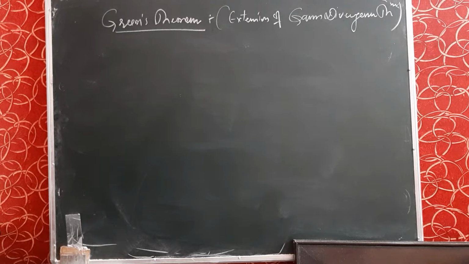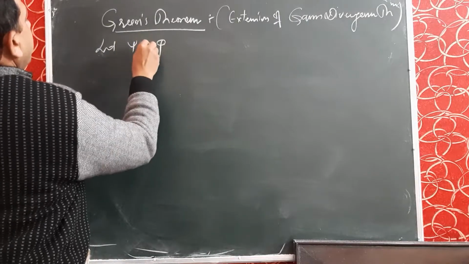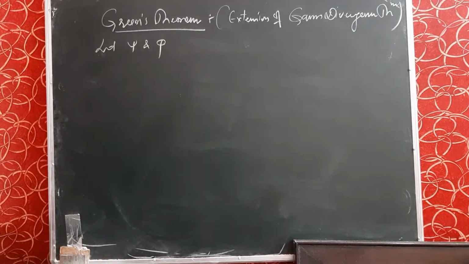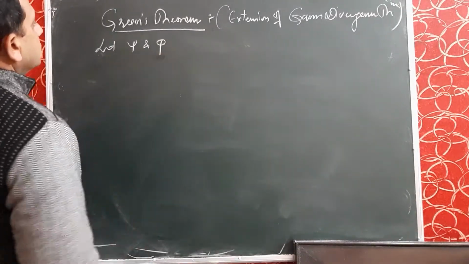So, we will prove this theorem by using the Gauss divergence theorem. The difference between the divergence theorem and Green's theorem is that it deals with two variables. Let there be two variables, psi and phi, for which we are applying the Gauss divergence theorem, and ultimately we will get the theorem which is called Green's theorem.